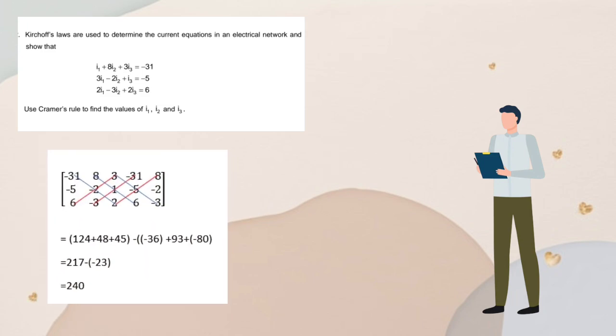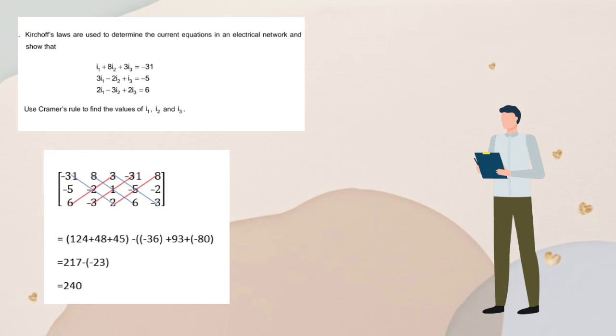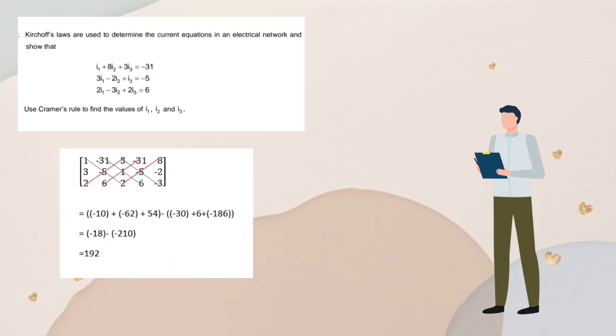Next, to find D1. The first cross product is 124 plus 48 plus 45, minus the next cross product -36 plus 93 plus -8. The result of subtracting both is 240. For D2, the first cross product is -10 plus -62 plus 54, minus the second cross product -30 plus 6 plus -186. The result of subtracting both is 192.